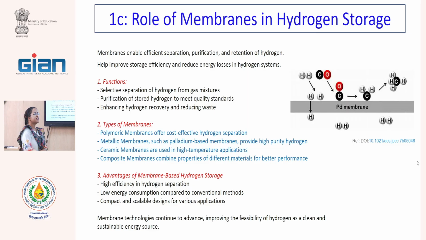Ceramic membrane, we know that it is a very high temperature operation. So we can go for very high temperature operation with these techniques, and the advantage is that you can get almost 100% pure hydrogen if you engineer the membrane accordingly.